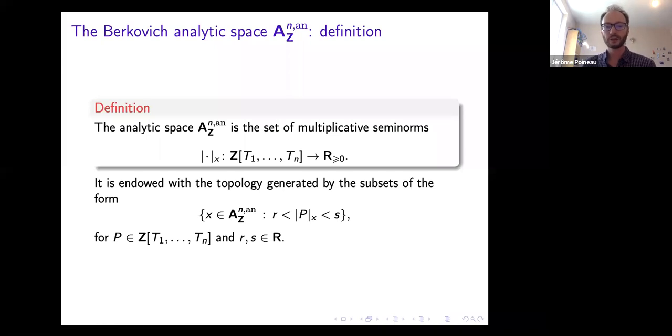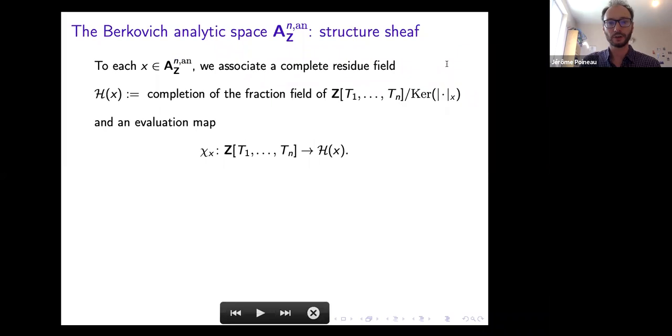And so you can endow this set with a topology, the weak topology if you want, meaning the topology for which all the polynomials give rise to continuous functions. Okay, so now we have a topological space. Of course, we want more than that. We want a locally ringed space. And here it goes. So we define the structure sheaf.